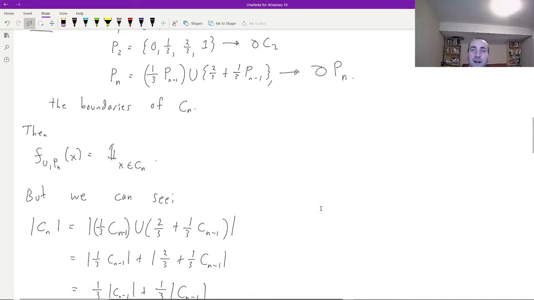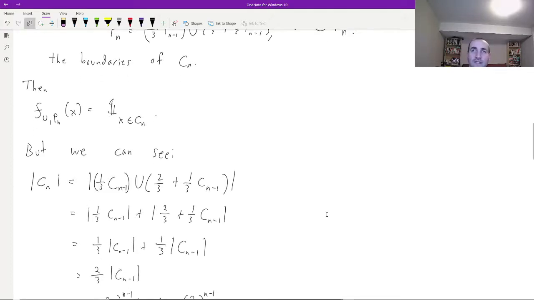Well, since I've defined my partitions to exactly match the boundaries of Cn, you can see immediately that this upper envelope function, which I've been denoting f_{u,Pn}, is exactly the indicator function that x is in Cn. Okay. Well, Cn is just a finite union of intervals. So the integral of f_{u,Pn} is just the sum of the lengths of the intervals of Cn.